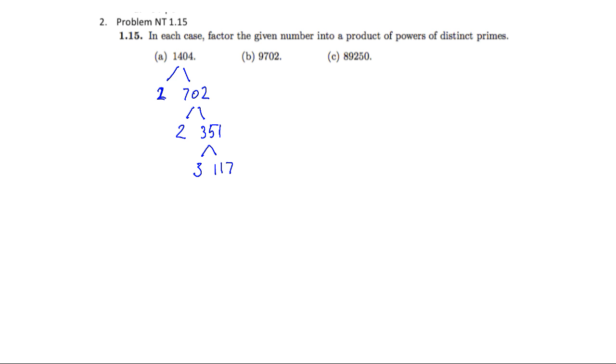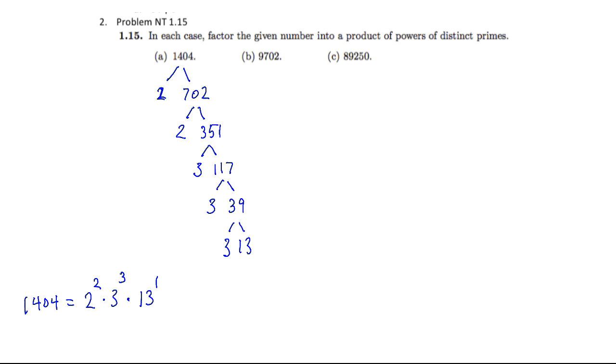You might think 117 is prime, but it's not. It's divisible by 3 because 7 plus 1 plus 1 is 9, which itself is divisible by 3. So I get 3 times 39. And finally, I recognize 39 is 3 times 13. And so 1404 is 2 squared times 3 cubed times 13 to the 1 power. And that's the prime factorization of that number.